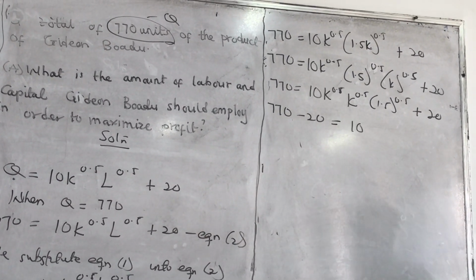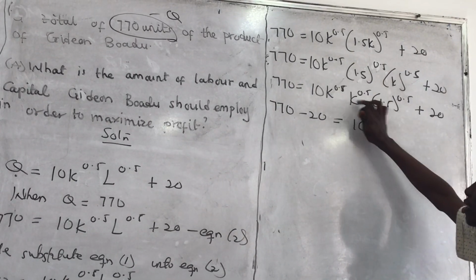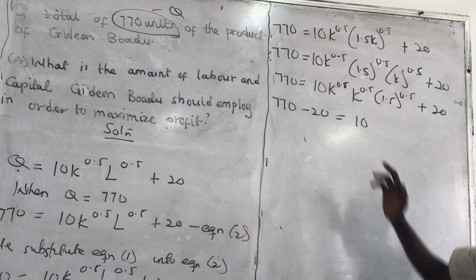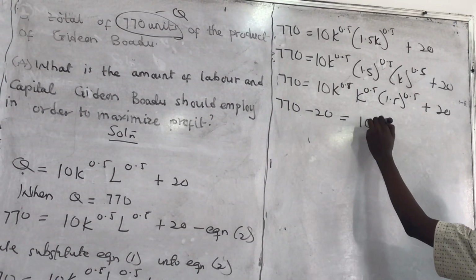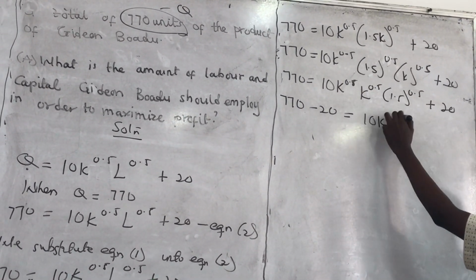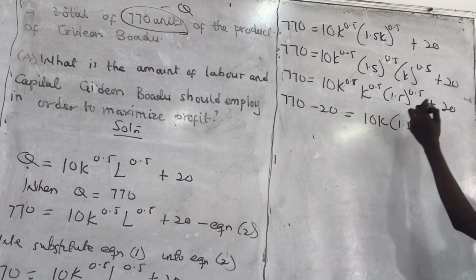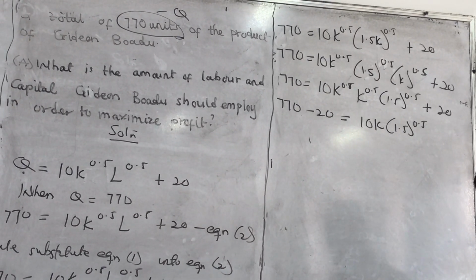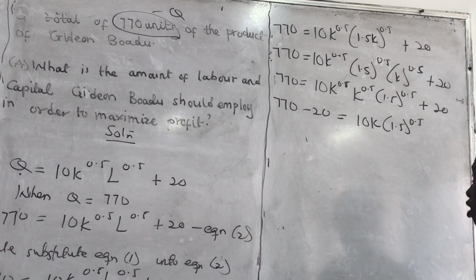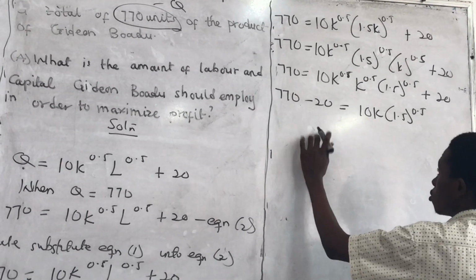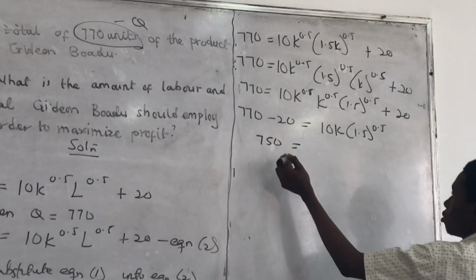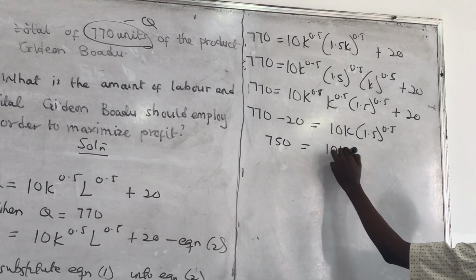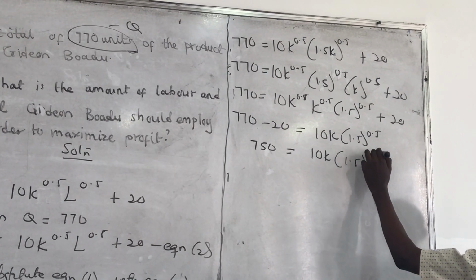K exponent 0.5 and K exponent 0.5. They have the same what? Base. So we add their exponents. So 0.5 plus 0.5 will give you what? 1. So you write only 10K, and attached to this, we have 1.5, 0.5. So 770 minus 20, you have 750. Now, you have this 10K, 1.5, 0.5.